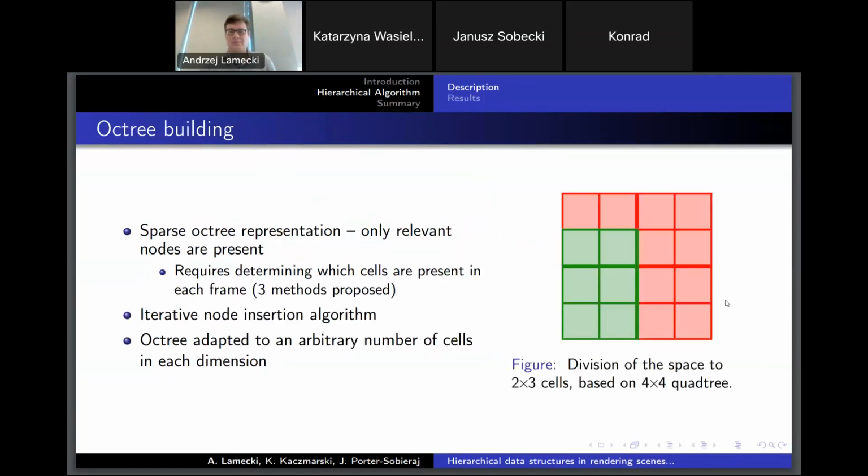We use a sparse octree representation, which means that we only store the nodes that contain any geometry. For this, we need to determine which cells are present in each frame, for which we are using one of the 3 proposed methods. We then insert each node using an iterative algorithm. We have also adapted the octree to handle an arbitrary number of cells in each dimension by simply extending it to the nearest power of 2. In the picture on the right, we can see an example of such extension where we use a 4x4 quad tree to represent a 2x3 division.